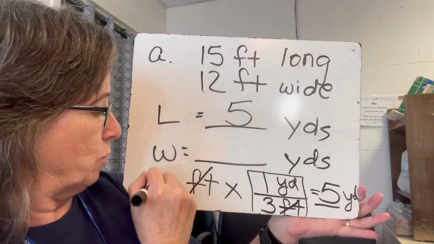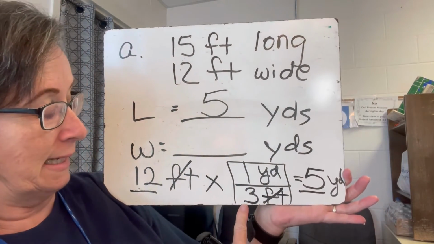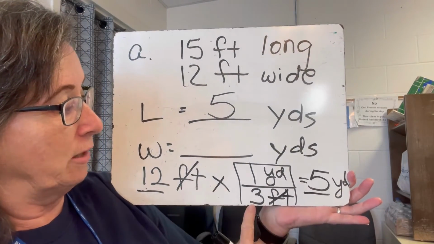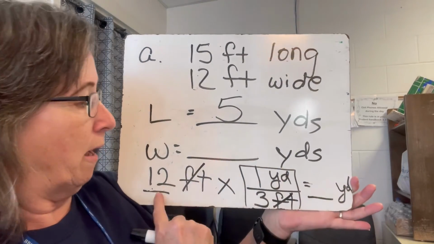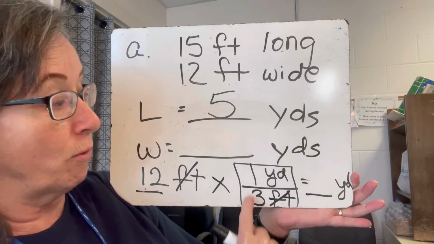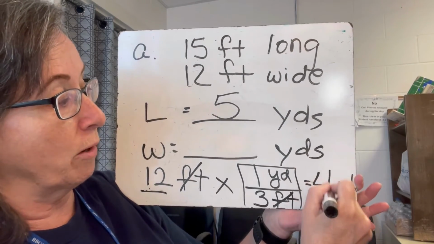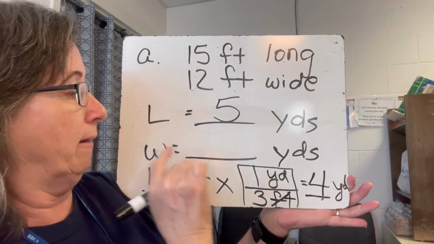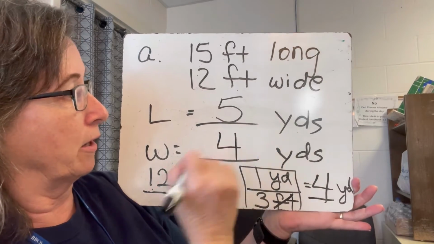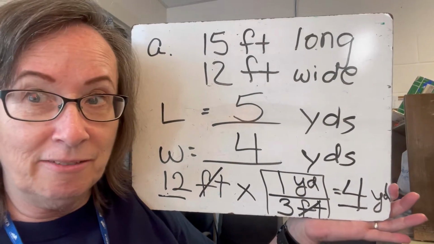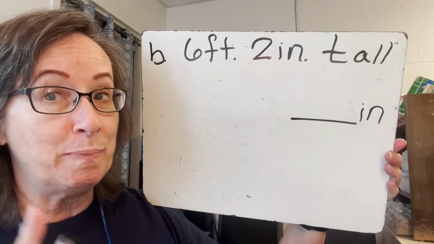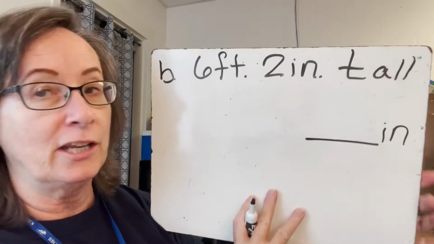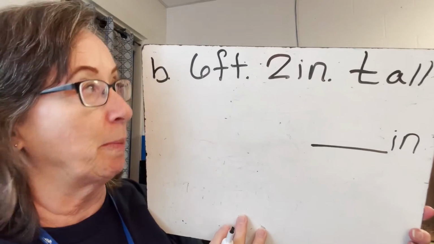Okay, so now we're going to do the width. So this is now 12. We don't have to do this again because we already know that it's 1/3, and 12 divided by 3 is 4 times 1 is 4 yards. So the width is 4 yards. 5 yards and 4 yards. Do it in your packet. Okay, look at B in your packet and in your book problem, which is also in your packet.